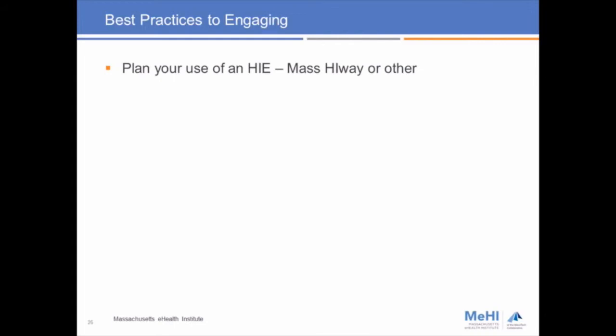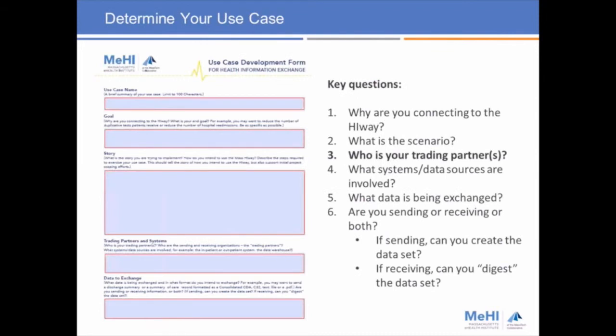Certainly, the Mass HIway is available, but as you've heard from our two guests, it's not the only way that you can do it. MedAllies is another HISP. eClinicalWorks has their peer-to-peer, and there are many other HISPs out there supported by different EHR products. So we developed a form that we trial-and-errored through our HIway Implementation Grant Program, where we knew there were a series of questions that were helpful in getting people to answer some basic questions to get started.